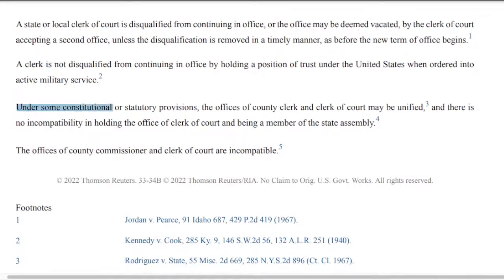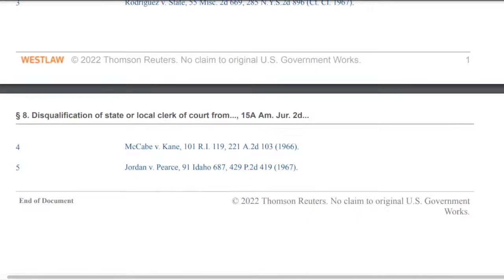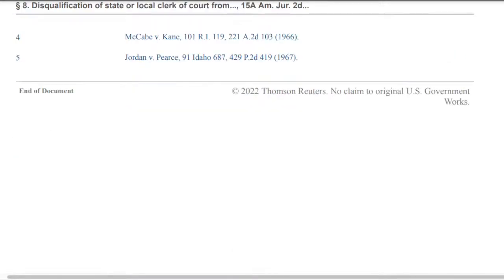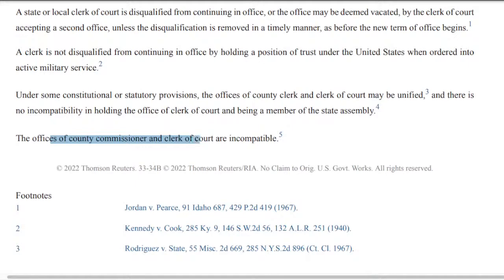Under some constitutional or statutory provisions, the offices of county clerk and clerk of the court may be unified, and there is no incompatibility in holding the office of clerk of court and being a member of the state assembly. That's number 4, Kay versus Kane, and that's Rhode Island, 1966. The offices of county commissioner and clerk of court are incompatible. Number 5, and that's 1967 in Idaho. So we definitely don't want to see the county commissioners being the clerk. Sounds like a conflict of interest to me. All right, let's move along.